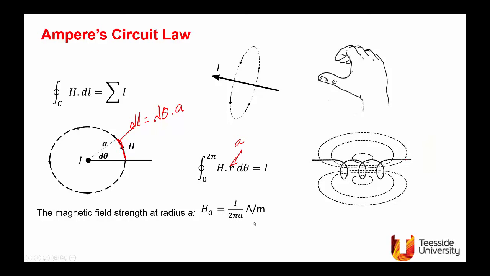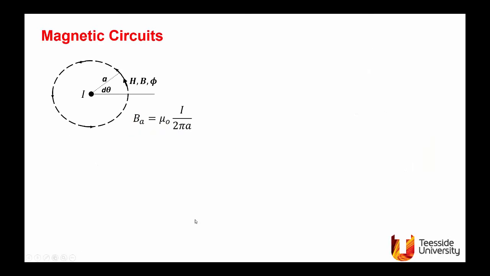The relationship between H and the flux density B is mu naught, where mu naught is the permeability of free space. So now we have considered the magnetic field due to an infinitely long current carrying conductor, and we were able to calculate it. This is the case we considered earlier.